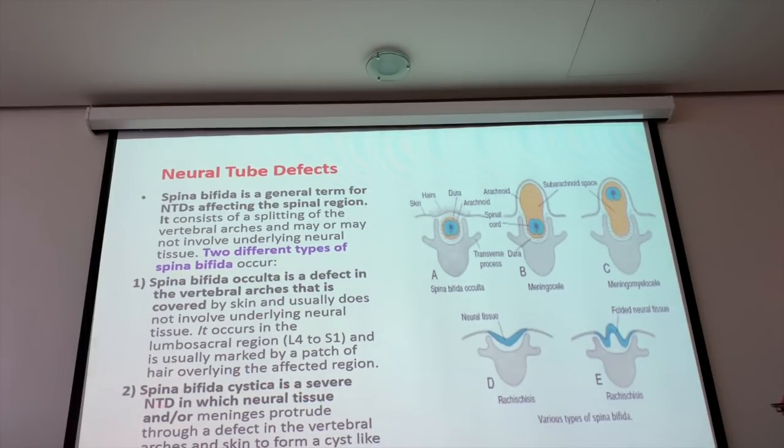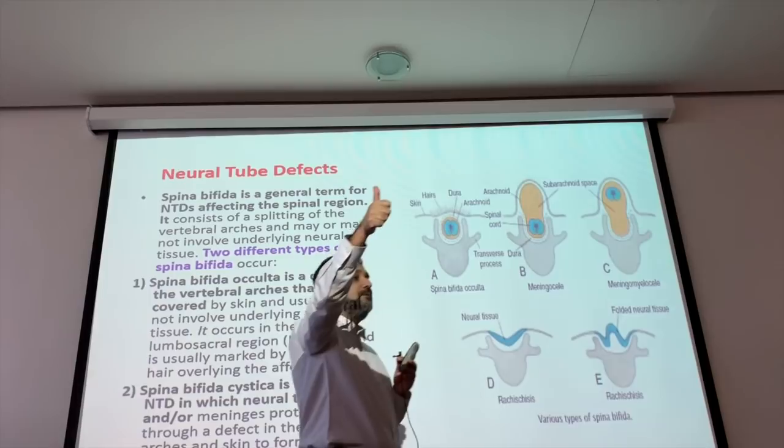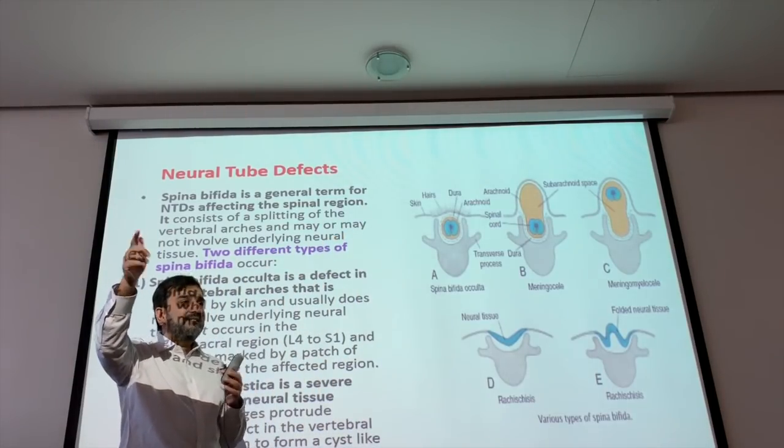The more severe form of spina bifida is spina bifida cystica. With the cystica you can have bulging of the meninges, and you could have bulging of the meninges with part of the spinal cord coming out. If it is the meninges only, it's called meningocele. If it is part of the spinal cord and the meninges, then it is called meningomyelocele. Now with the occulta, you have no motor defect, there is no sensory defect.